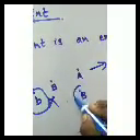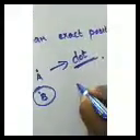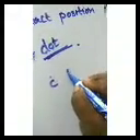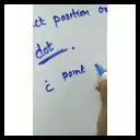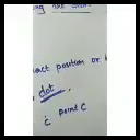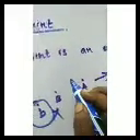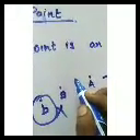What's the name of this point? Point B. What's the name of this point? Point C. But what is a point? The point is an exact position or location. The point is a dot.